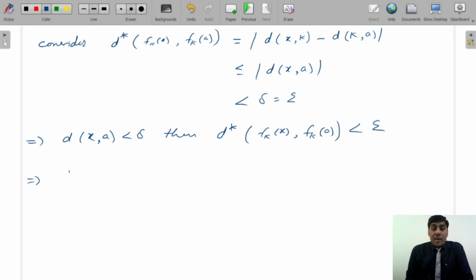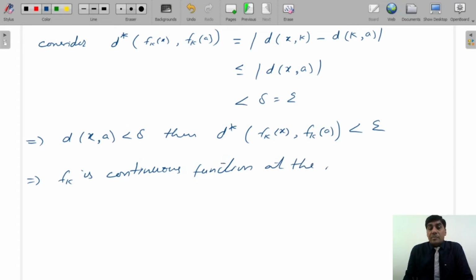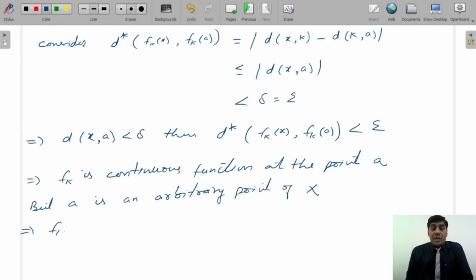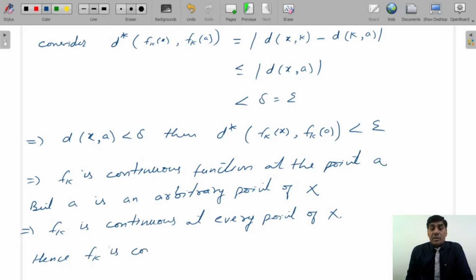This implies f_k is continuous function at the point a, but a is an arbitrary point of capital X. This implies f_k is continuous at every point of capital X, hence f_k is continuous function.